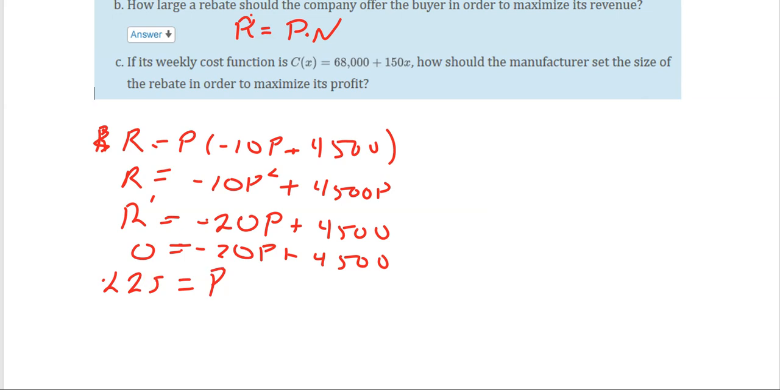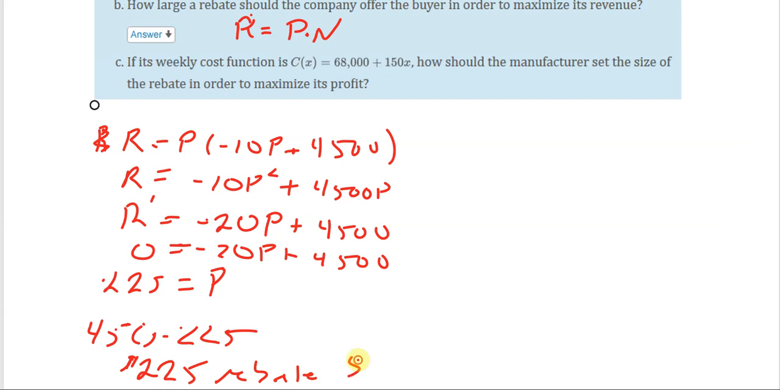All right, so how large a rebate should the company offer? Well, 450 minus 225, that would be a $225 rebate. Or you can think about it as a 50% one, right? Because that's half off. Okay.